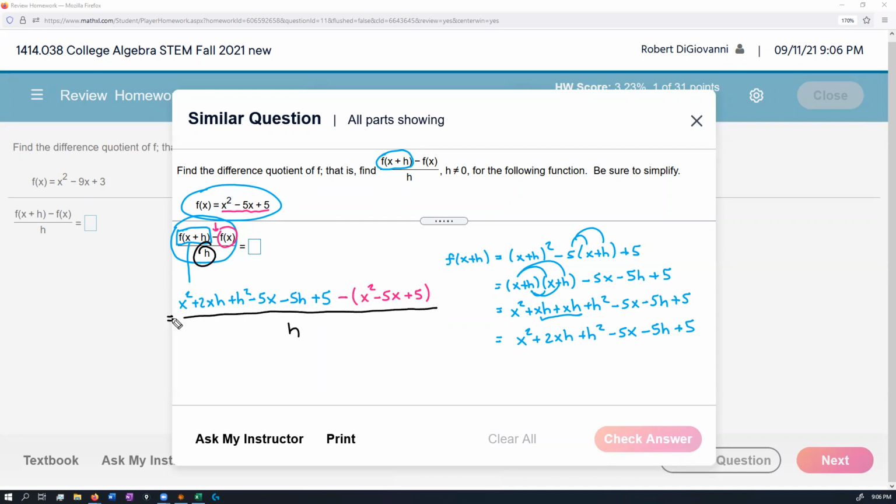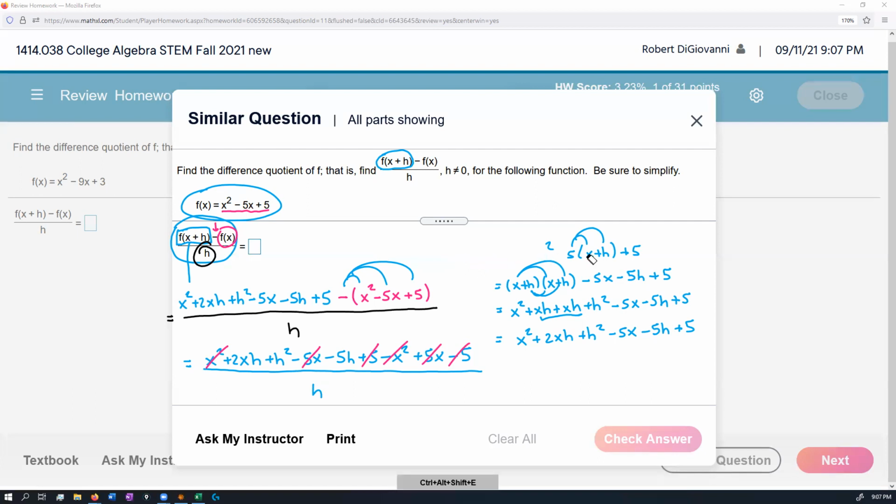Okay, so now, next step, what I'm going to do is distribute the negative sign through. And so I will get x squared plus 2xh plus h squared minus 5x minus 5h plus 5 minus x squared plus 5x minus 5, all of that divided by h. And then we should get good things to happen. So that cancels, that cancels, that cancels. I think that's all that cancels. So what am I left with? Get rid of all this.